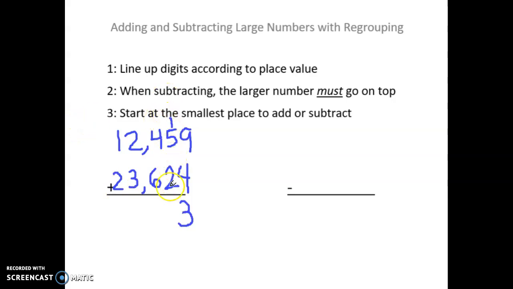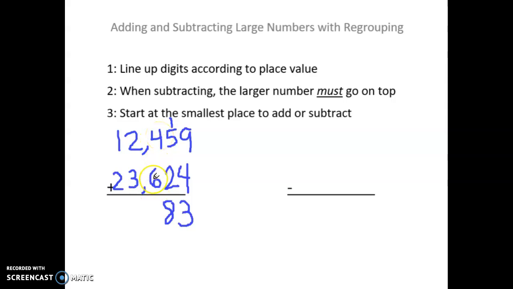Now I can move on to adding my tens place. I have 1 plus 5, which is 6, plus 2 more is 8. 8 is a single digit number, so I'm going to write it in that tens place to show that I have a total of 8 tens, or 8 groups of tens. Now I can move to my next largest place value, the hundreds place.